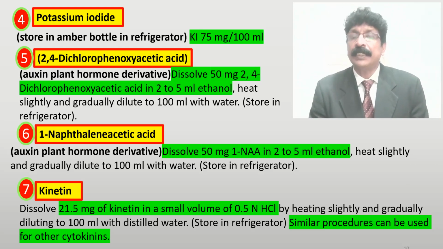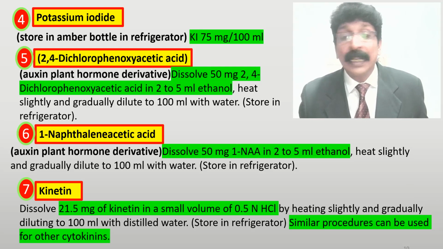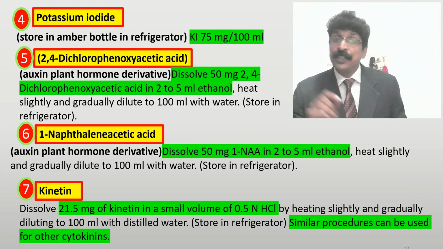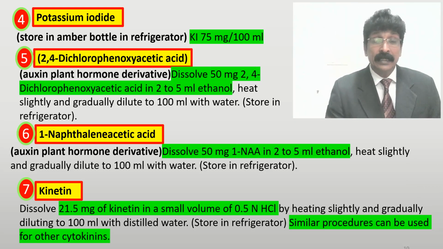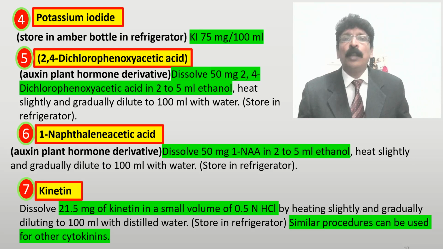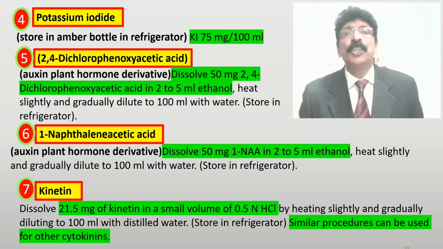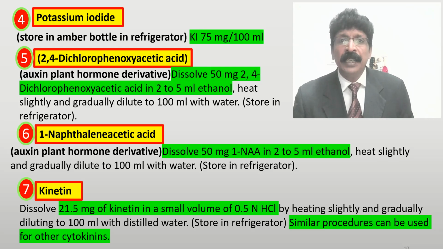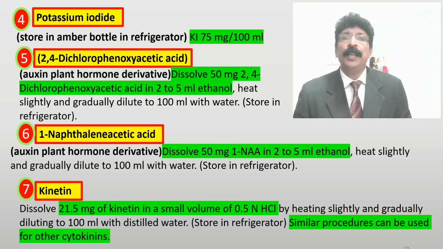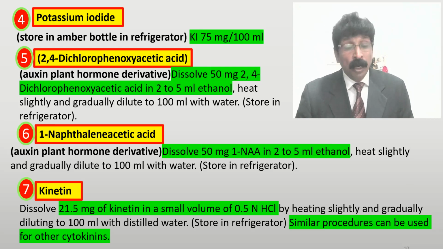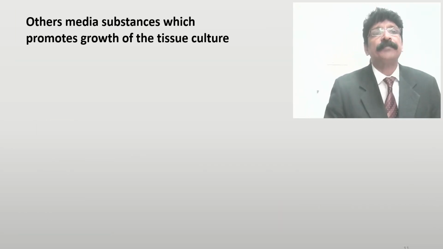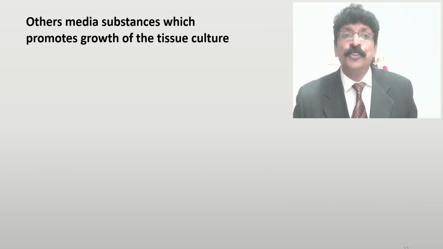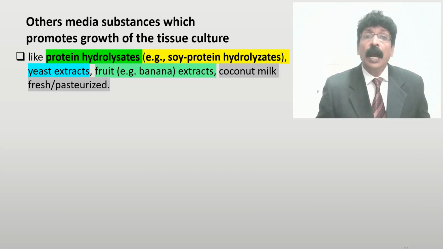Store in refrigerator. A similar procedure can be used for other cytokinins if it is needed for a specific plant when you want to develop it by tissue culture. It varies. Addition of hormones and vitamins in an MS medium can be varied or altered according to the requirements. Other media substances which promote growth of the tissue culture, like protein hydrolysates.